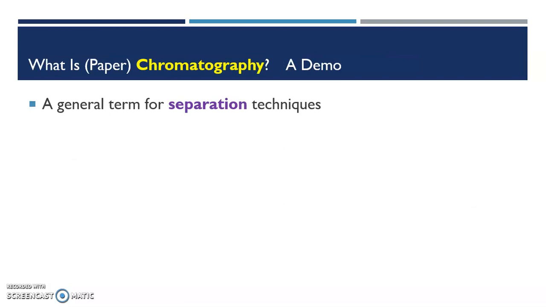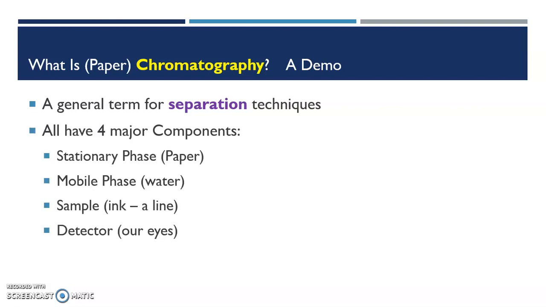Okay. So what is a chromatography? It's a general term for separation techniques. So for chromatography, before we analyze anything, we need to separate a sample, so a mixture in most cases. And then we can use the chromatogram to identify what are these substances that make up that mixture. So normally, all chromatography have four major components: the stationary phase, the mobile phase, the sample, and then the detector.